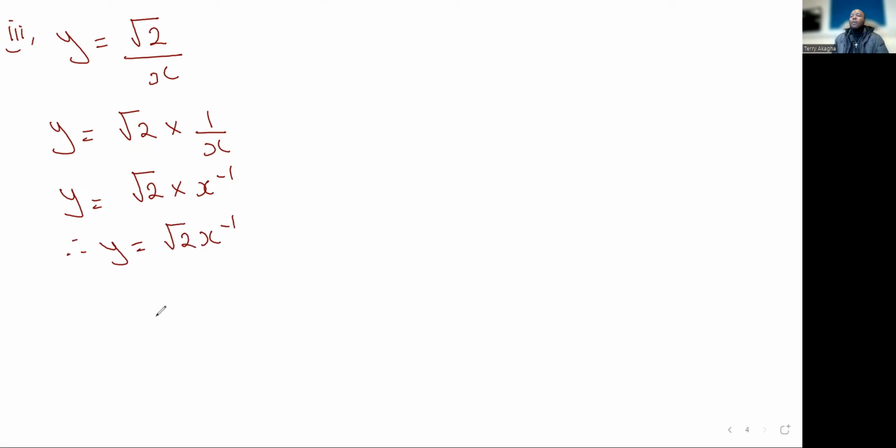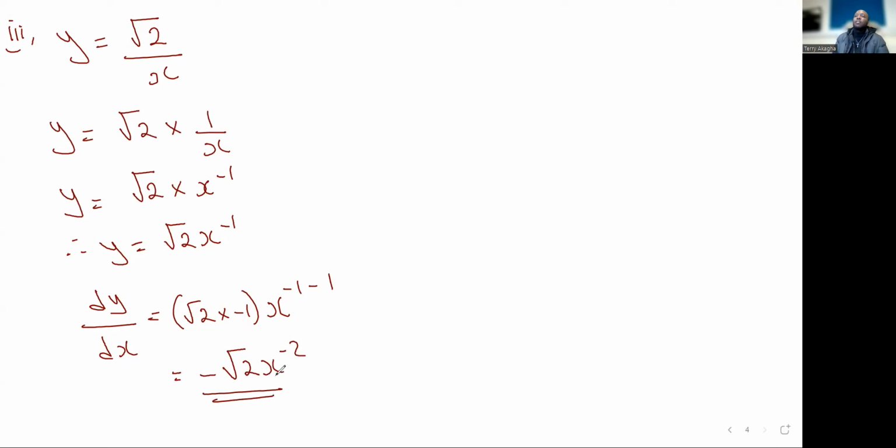Then with this, we can now differentiate. So dy over dx, we're going to use the power rule with a constant, minus 1. So it's going to be root 2 times minus 1. And you're going to have x to the minus 1 minus 1. So you bring down the power and multiply the constant, and you subtract 1 from that. And that will give you minus root 2 x to the minus 2. And that will be the answer for that. Okay, so that will be that. So let me pick one more for this, and maybe we'll call it a day for that. So let's pick, let me push it up a bit here, okay?